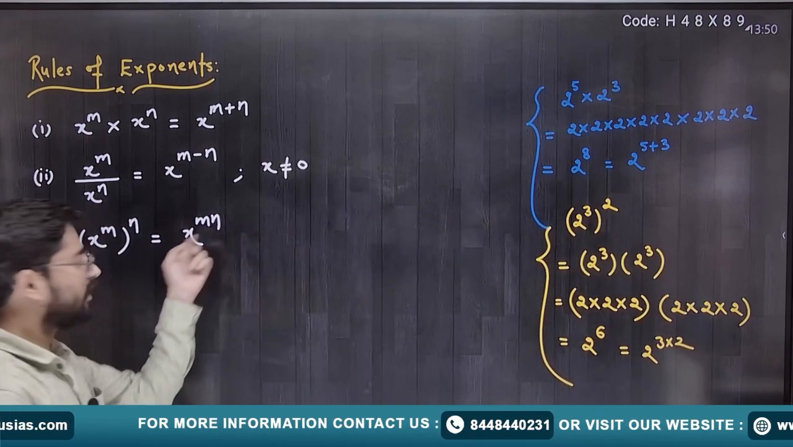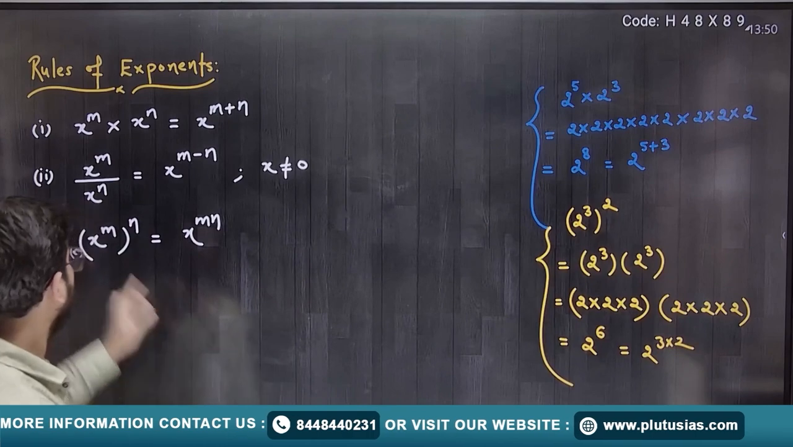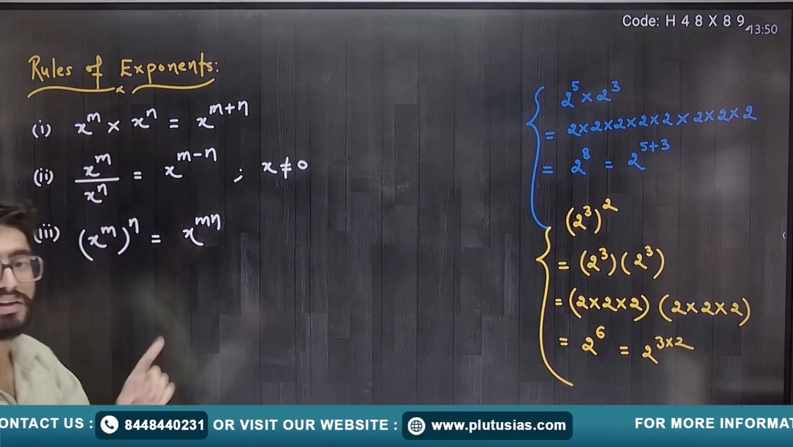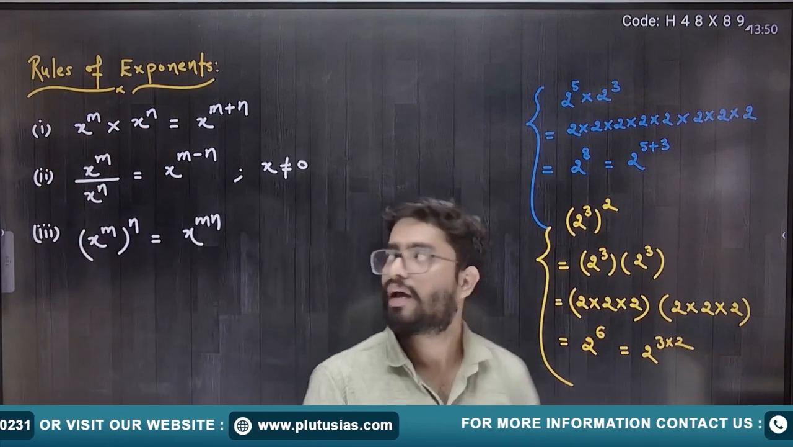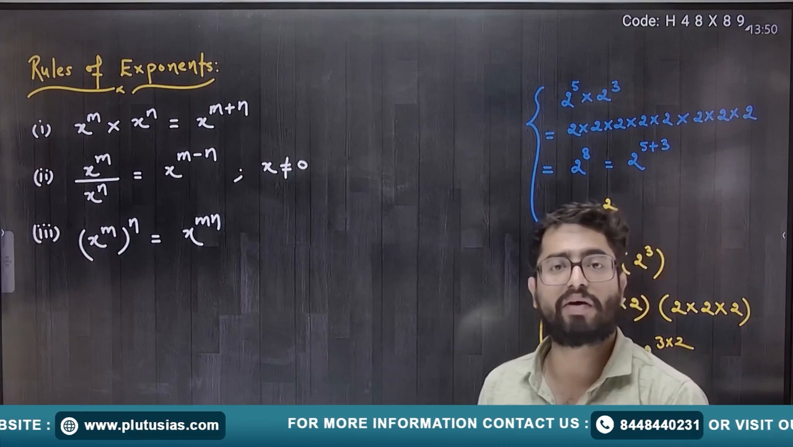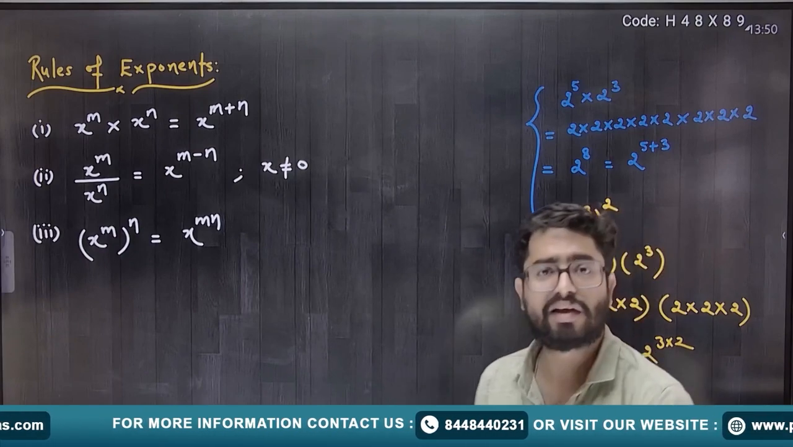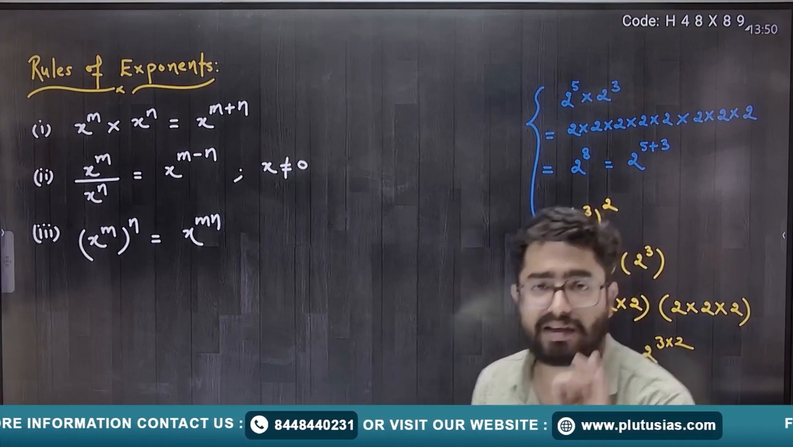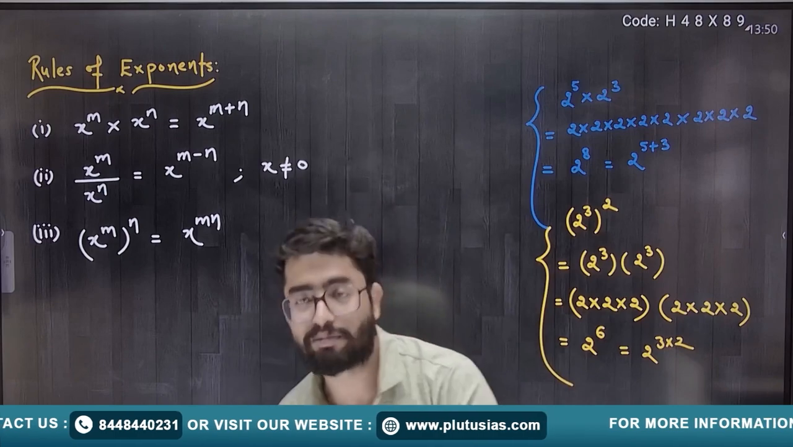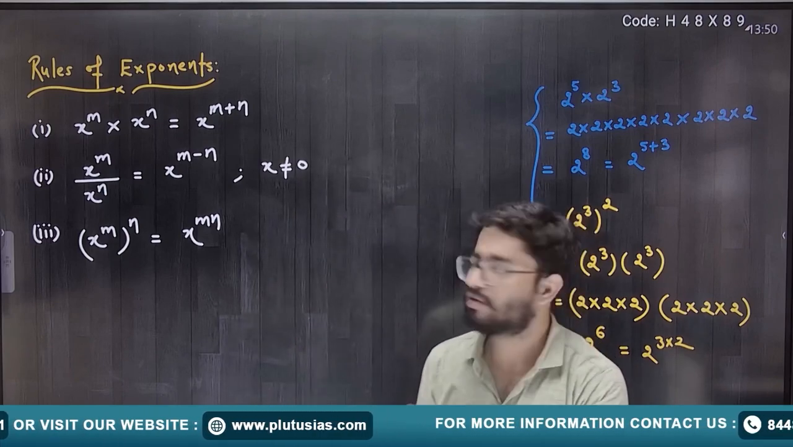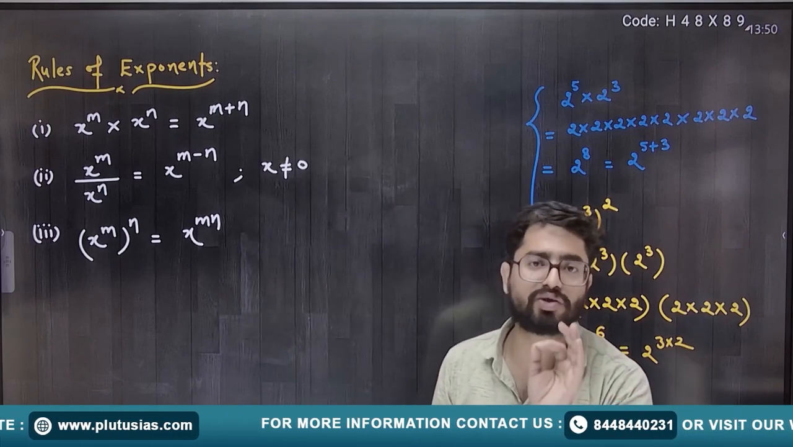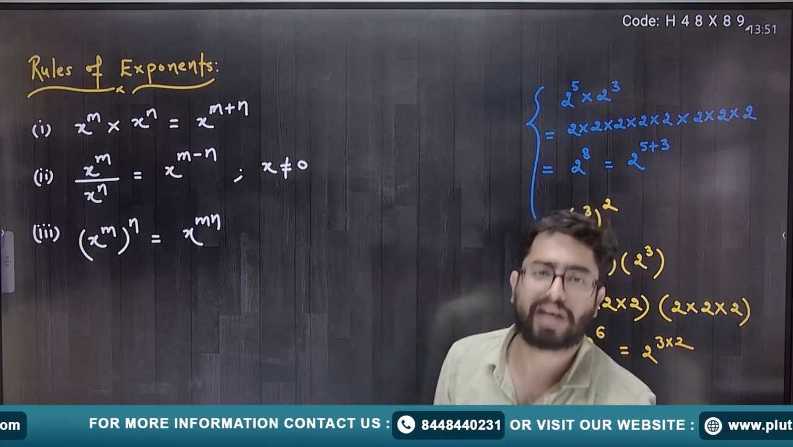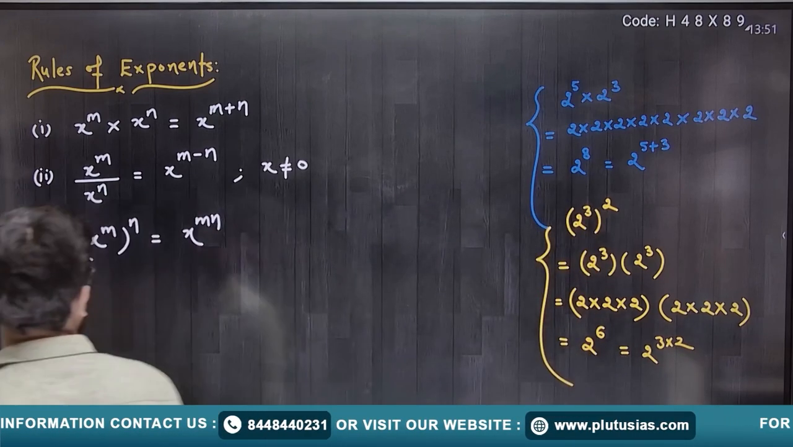So that will become x raised to power m into n. Base must be the same, otherwise you cannot apply it. Okay. x raised to power m into x raised to power n is equal to x raised to power m plus n. x raised to power m divided by x raised to power n is x raised to power m minus n, where x is non-zero. And next one is x raised to power m whole to the power n, that is x raised to power m into n. Okay.